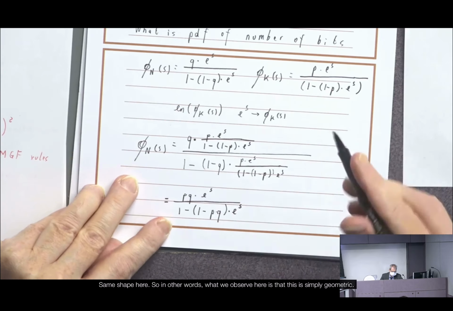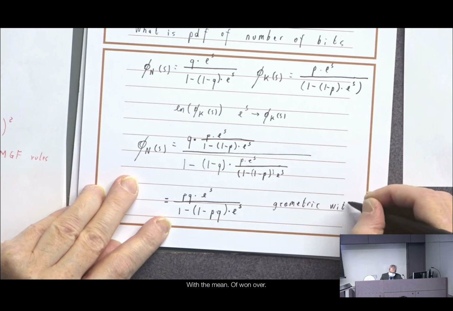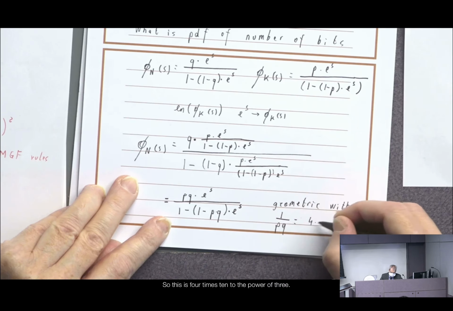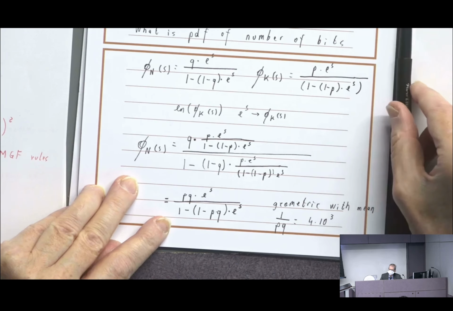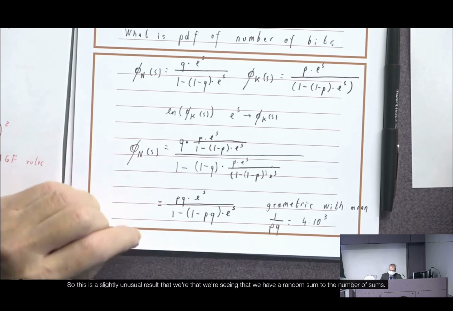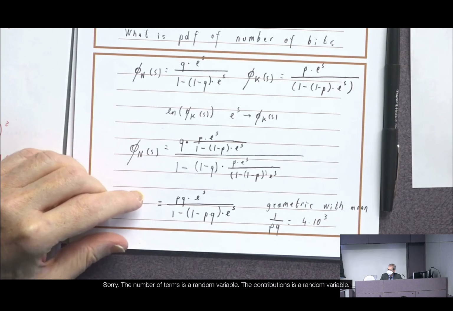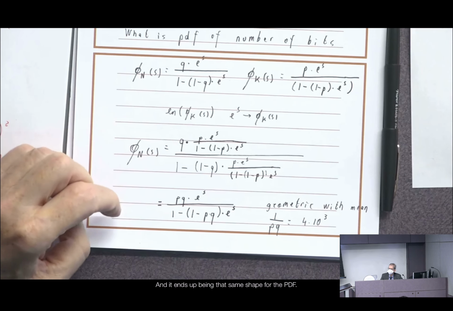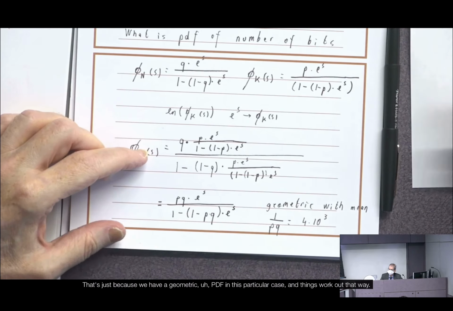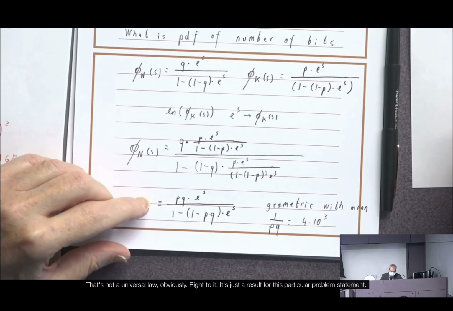So in other words, what we observe here is that this is simply geometric with a mean of 1 over pq. So this is 4 times 10 to the power of 3. So this is a slightly unusual result, right? We have a random sum: the number of terms is a random variable, the contributions are random variables, and it ends up being that same shape for the PDF. That's just because we have a geometric PDF in this particular case, and things work out that way. That's not a universal law, obviously, right? It's just a result for this particular problem statement.